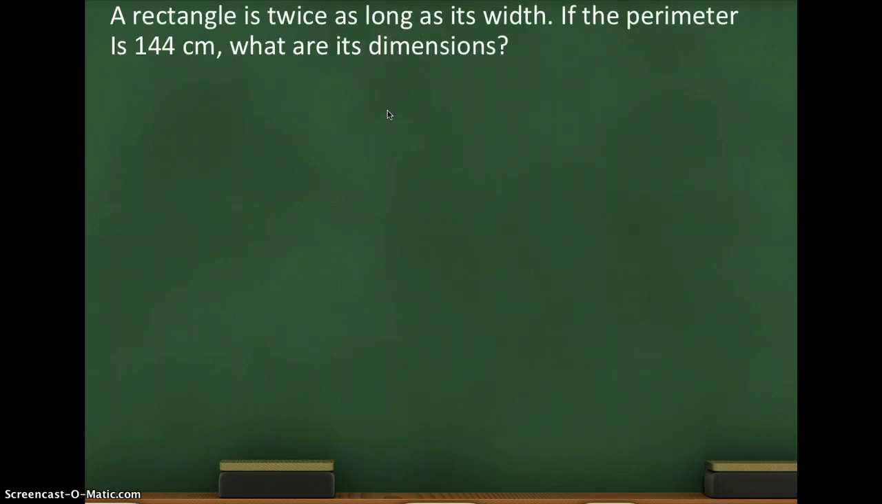Okay, so in these kinds of problems, in this video, we're going to make a connection of algebra to geometry. So it's important that you remember all those properties that we studied in geometry. Okay, so here's the first example. A rectangle is twice as long as its width. If the perimeter is 144 centimeters, what are its dimensions?